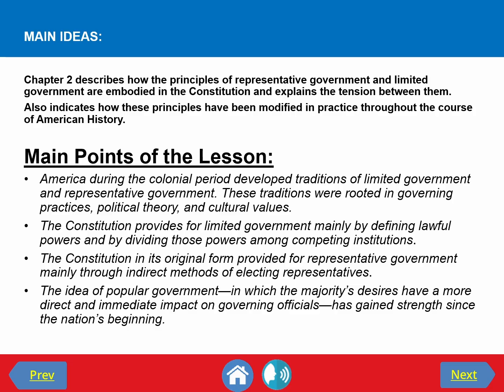America during the colonial period developed traditions of limited government and representative government. These traditions were rooted in governing practices, political theory, and cultural values. The Constitution provides for limited government mainly by defining lawful powers and by dividing those powers among competing institutions. The Constitution in its original form provided for representative government mainly through indirect methods of electing representatives. The idea of popular government, in which the majority's desires have a more direct and immediate impact on governing officials, has gained strength since the nation's beginning.